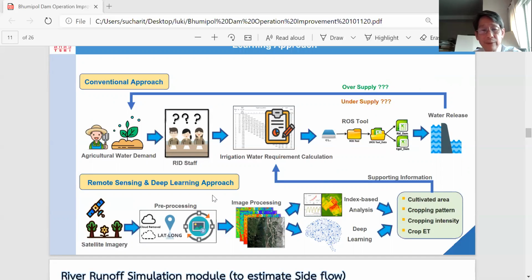the demand. However, with our new module, we introduce remote sensing and deep learning on satellite images so that we can improve the image processing, and then we can have a better cultivated area, cropping pattern, cropping intensity, and we have a better crop ET, evapotranspiration. So with this, we deduct the effective rainfall, so we can go with the same procedure to estimate the water demand with better data.